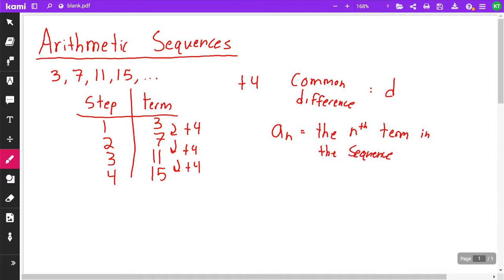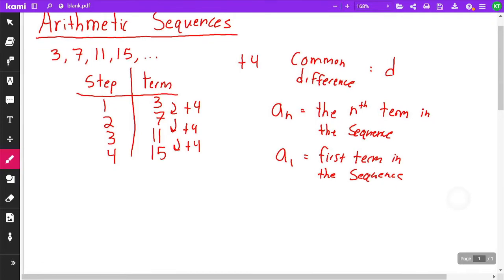And so another important one we should keep in mind is a sub 1, which is going to be the first term in the sequence. And so for the first term in the sequence, for our example here, step 1, it tells us the term is going to be 3. So our a sub 1 in this first example would be 3.